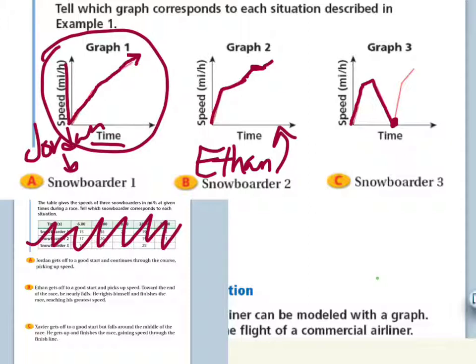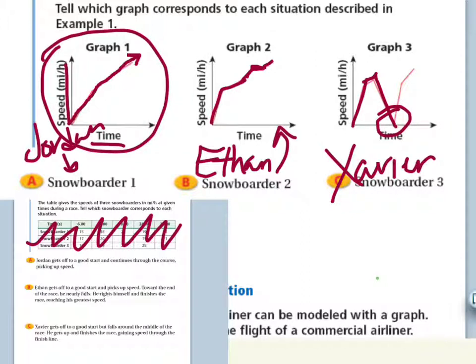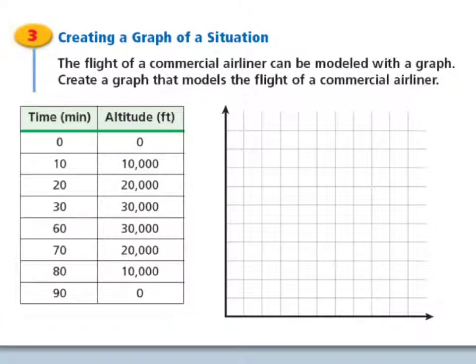And then the last one, Xavier, he's the guy that fell, and you can see that very clearly on the graph right here. At one point, even though he's gaining speed along the way, at one point he completely stops, so this has to be Xavier. Okay, so let's go on to the next.